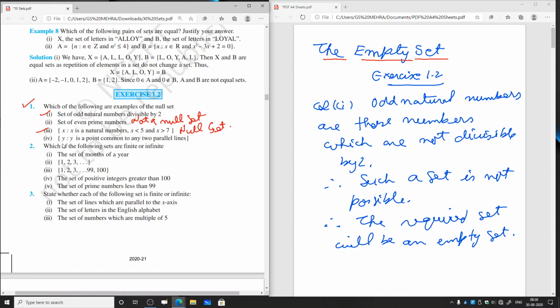Then fourth part, collection of all y such that y is a point common to any two parallel lines. We know that parallel lines are those lines which have no point in common. So this will be also null set.